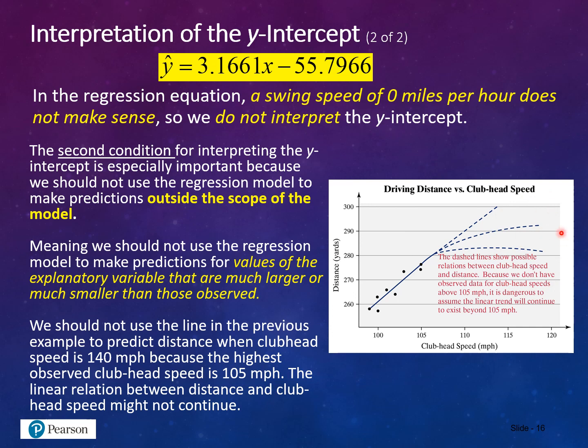So again, there are two conditions for interpreting the y-intercept. Does a 0 for the explanatory variable make sense? And are there values that we observed that are near 0 on the x-axis?